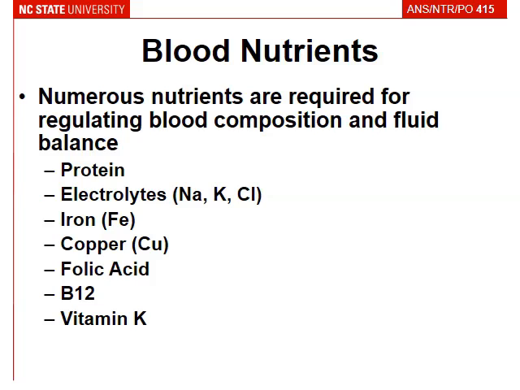And then our electrolytes, our sodium, potassium, and chloride, are helping maintain osmotic pressure and keeping our acid-base balance. Iron is probably the nutrient that most people associate with the blood, because that's what our hemoglobin is utilizing to carry our oxygen around. We have copper, folic acid, B12, and vitamin K. So with this lecture, we will be discussing iron and vitamin K.